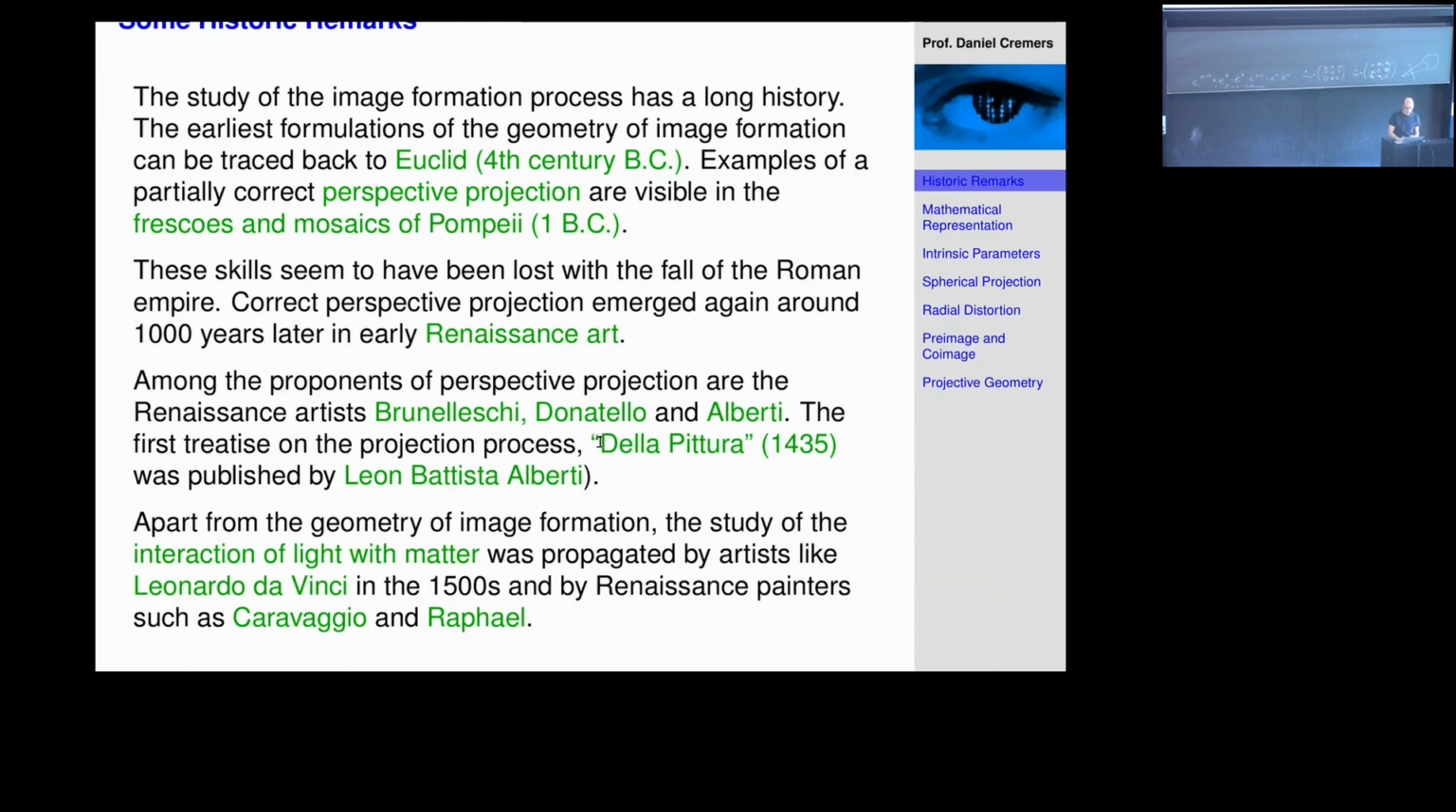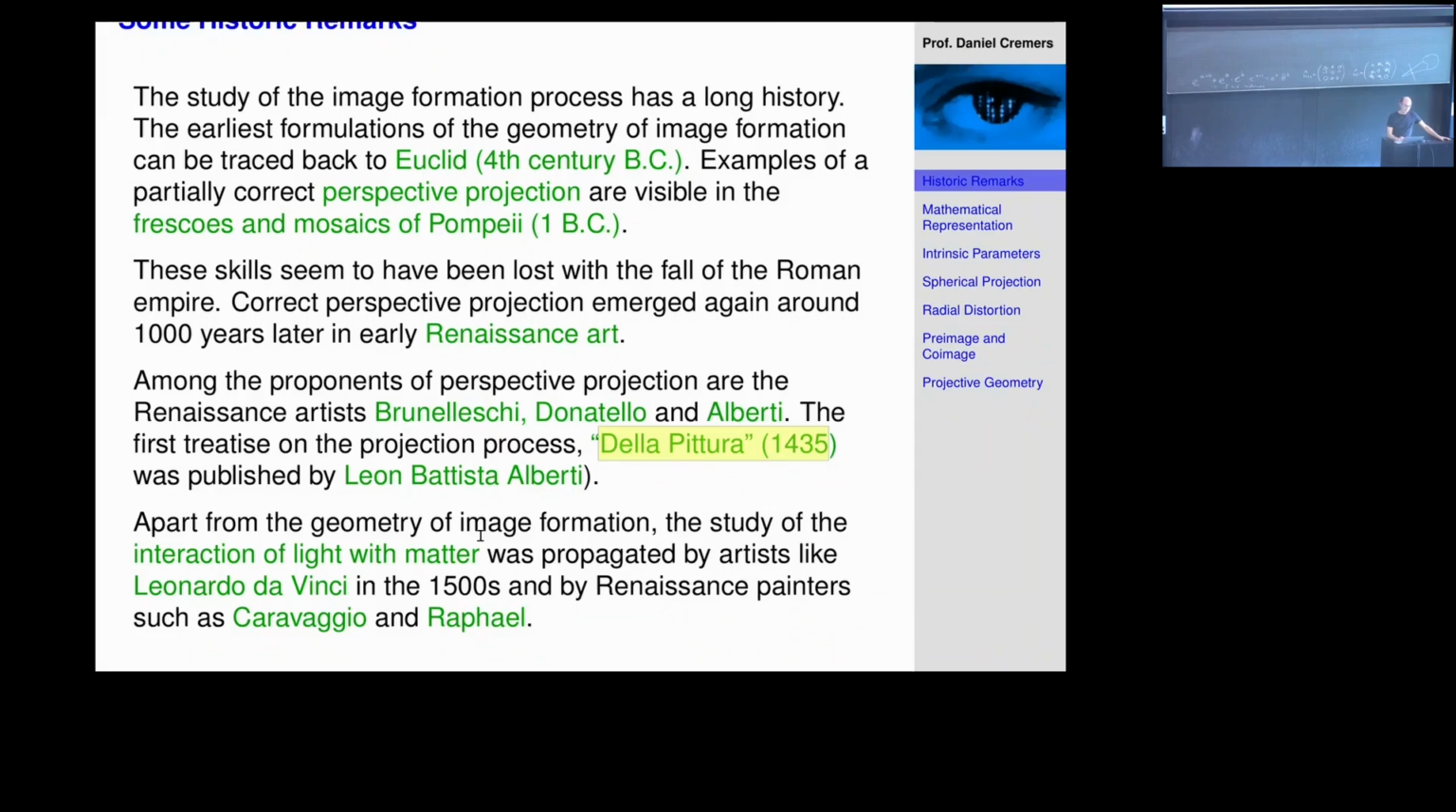So for example, there is a famous treatise della pittura from 1435 by Leon Battista Alberti, that basically shows partially correct projections, that explains the laws of perspective projection. And there are artists like Brunelleschi, Donatello, Alberti, and many others.